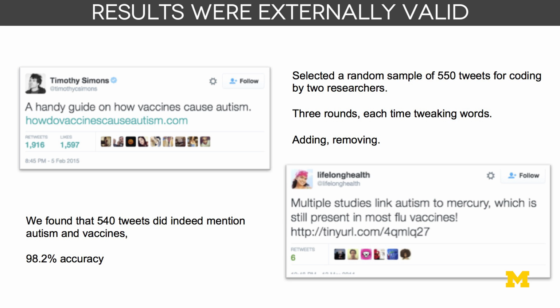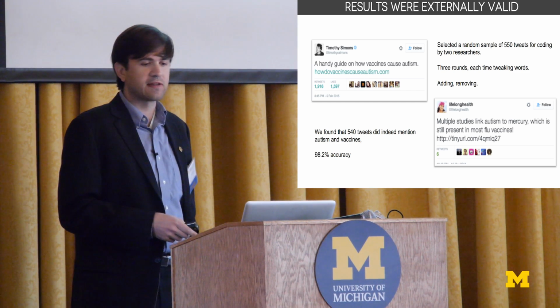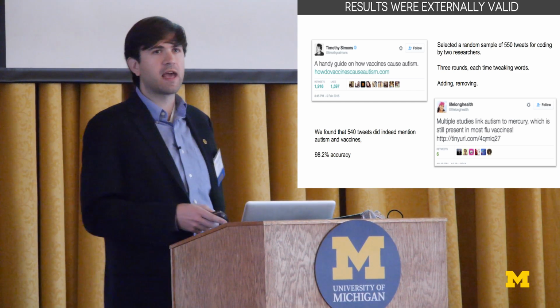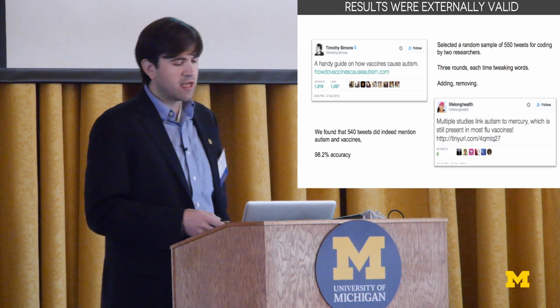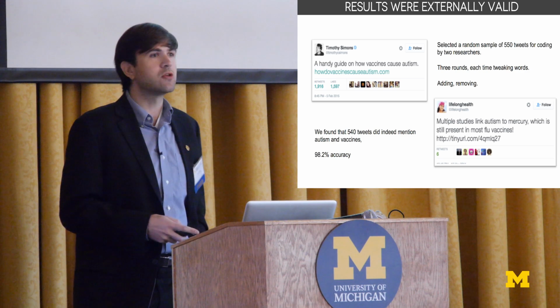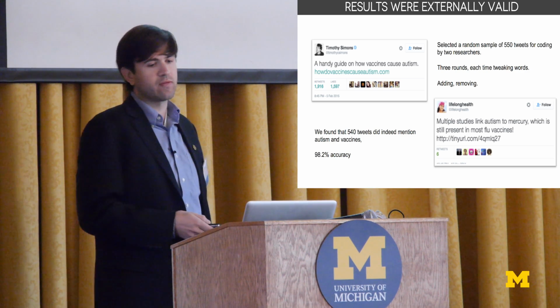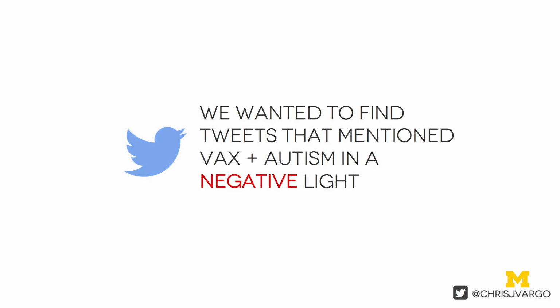So we selected a batch and we looked at it, and after a few rounds of taking words out and adding words in, we got a batch that was 98.2% accurate. So this is a small example of external reliability, but I'll show a bigger example here in a little bit.